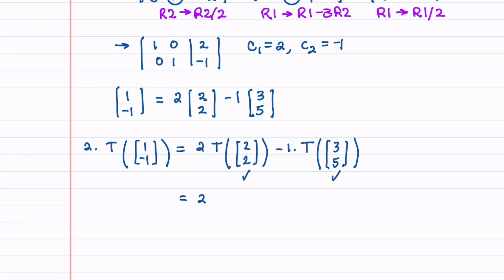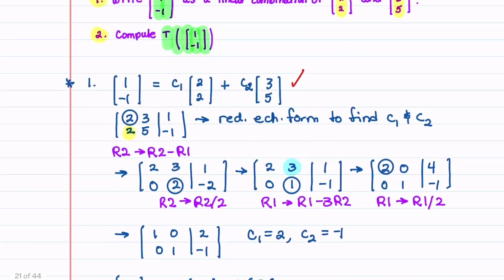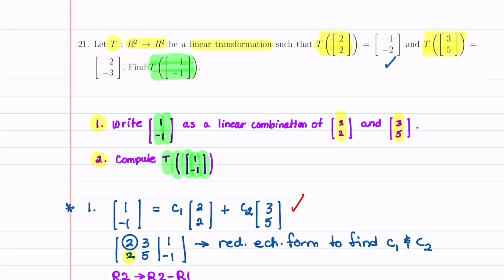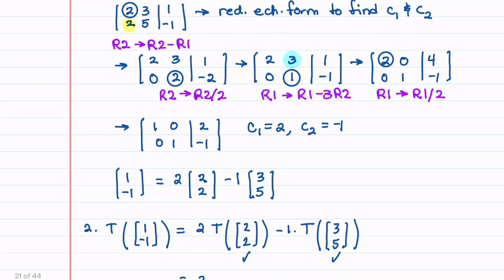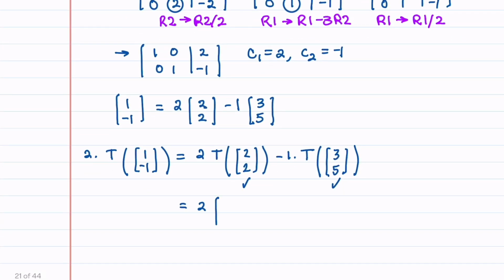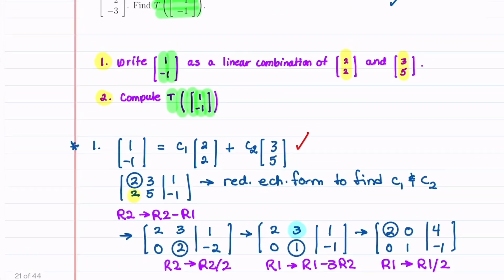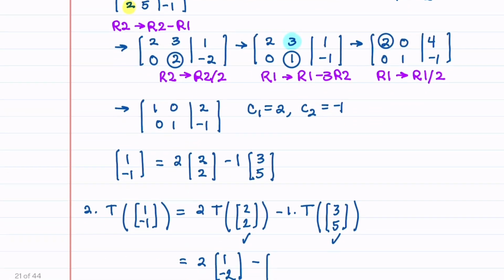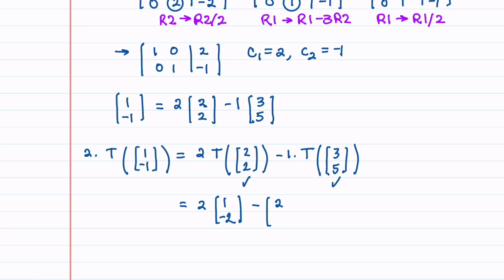So this becomes 2, and the transformation of (2, 2), if we go all the way back up, here it is. It's equal to (1, -2). So let's plug that in. (1, -2). And then we subtract off the transformation of (3, 5). Let's go all the way back up. Where is that? That's right here, and it goes over here. So that's (2, -3). We'll plug that in. And then we just have to add these up.